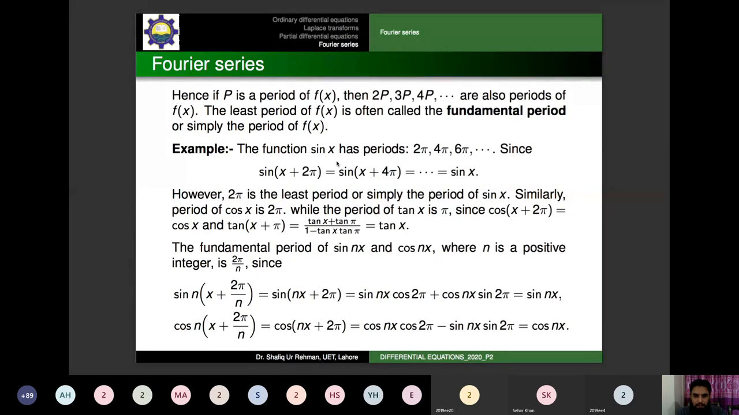Certain examples are there, like sine. Sine is a periodic function having period 2π. Not only 2π, you get the original function back at 4π, 6π, 8π, and then so on. The smallest period is going to be the fundamental period, or simply the period of that function.